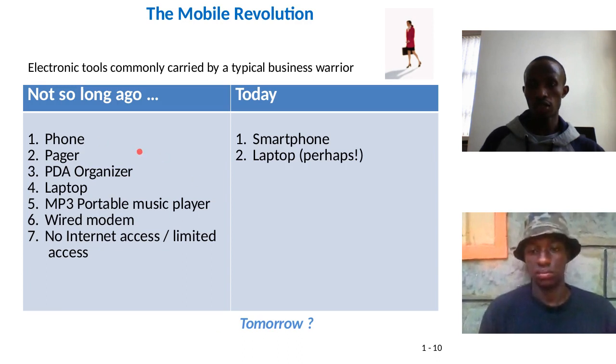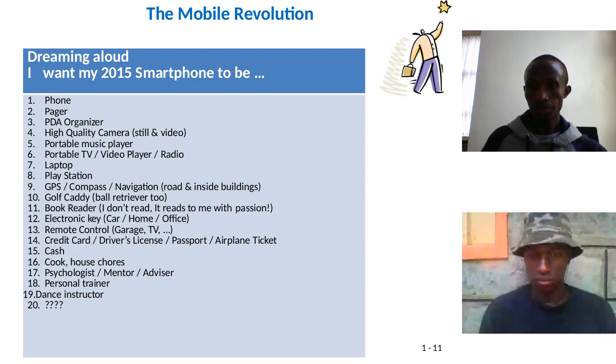And we also said that a long time ago you'd need all of these. You'd need a portable music player, a game console, a pager to send your emails. You'd need a lot of things. But nowadays, you only need your smartphone, and you can do most of the tasks that you could have done with all of these.